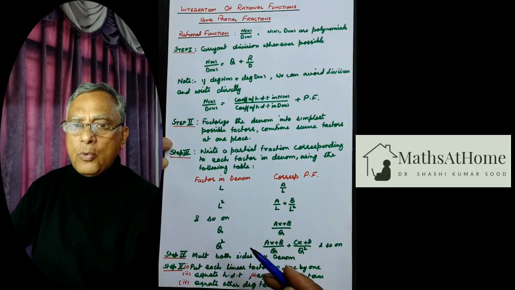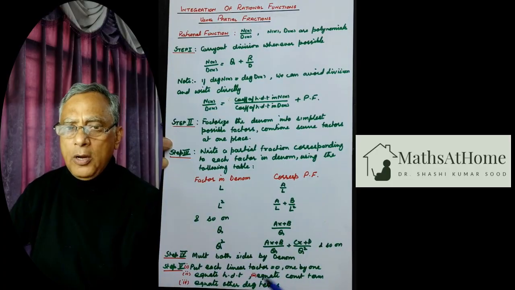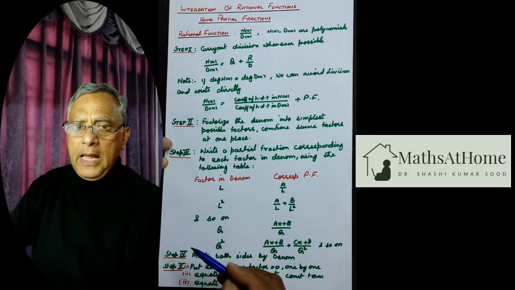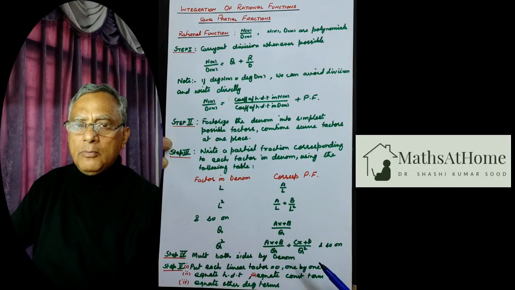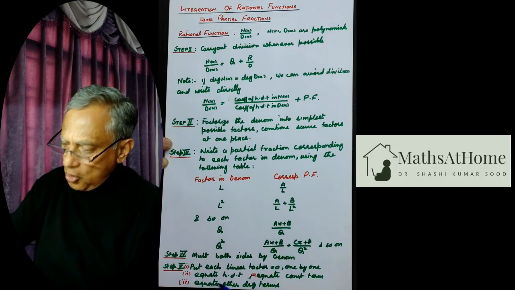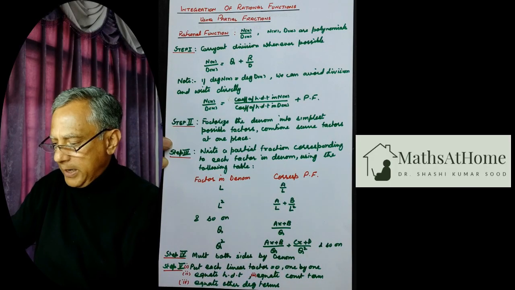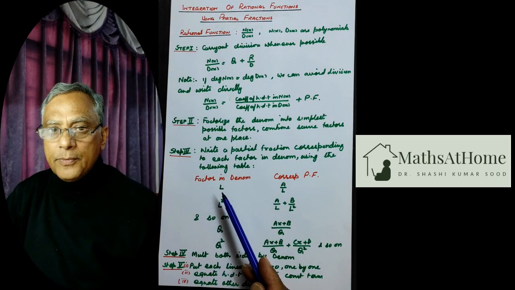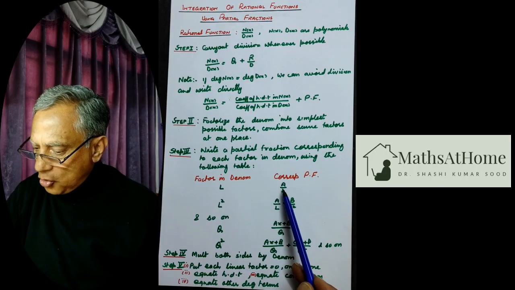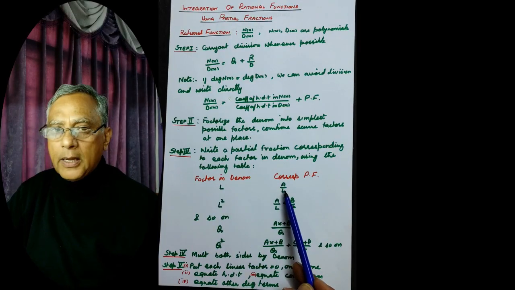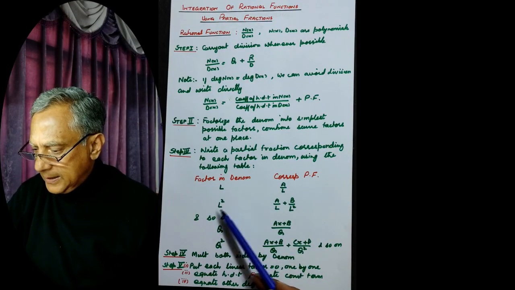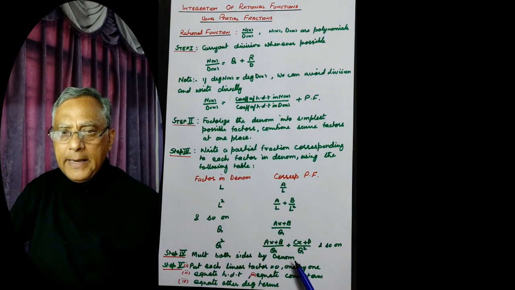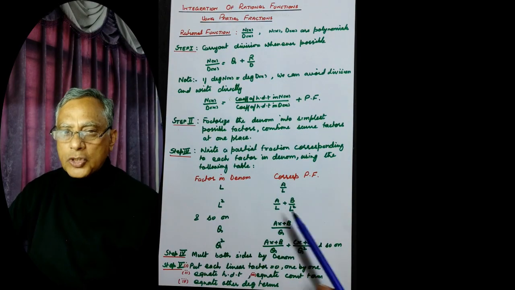Next will be equate the quotients of highest degree term on both sides. Next will be equate the constant terms on both sides. And if still some constants are left, then we will equate the other degree terms. So write a partial fraction corresponding to each factor in the denominator using this table. Multiply both sides by denominator and then find these constants.